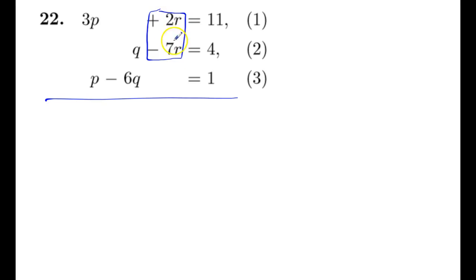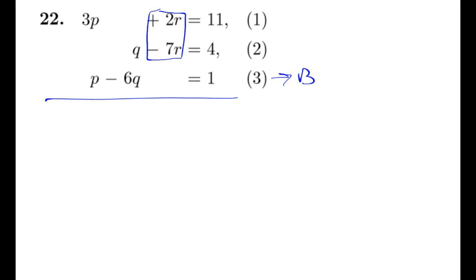I might be tempted to eliminate the r's, because then equation 3 just becomes equation b. So if I could use lines 1 and 2 and eliminate the r's, then I would be done. But it's kind of hard, because 2 and 7, well, I'd have to multiply the top equation. It's 14, so I'd have to multiply both.